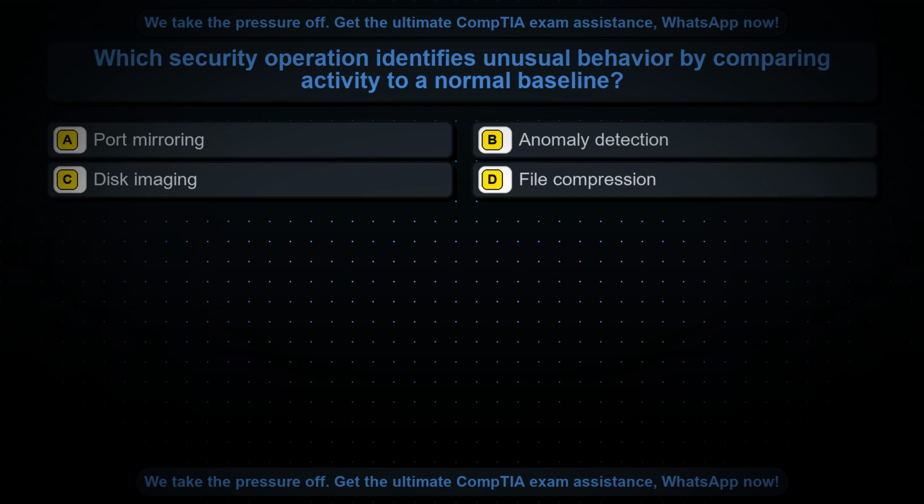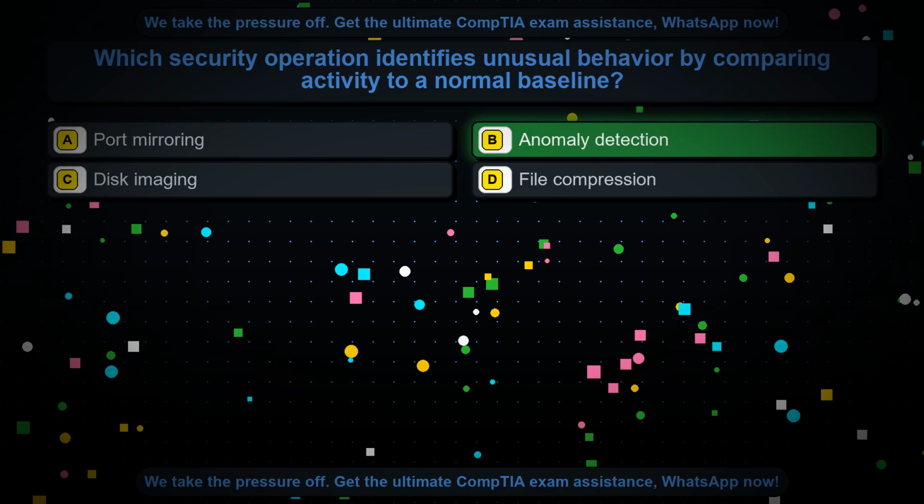Question 6. A network administrator is configuring EIGRP on several routers to ensure quick failover in case the primary route becomes unavailable. Which term refers to the backup route that EIGRP uses? Option A, primary route. Option B, feasible successor. Option C, backup route. Option D, alternate route. The correct answer is option B.